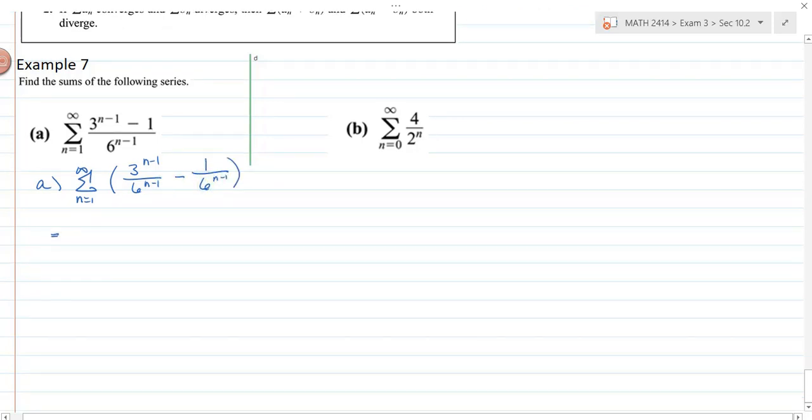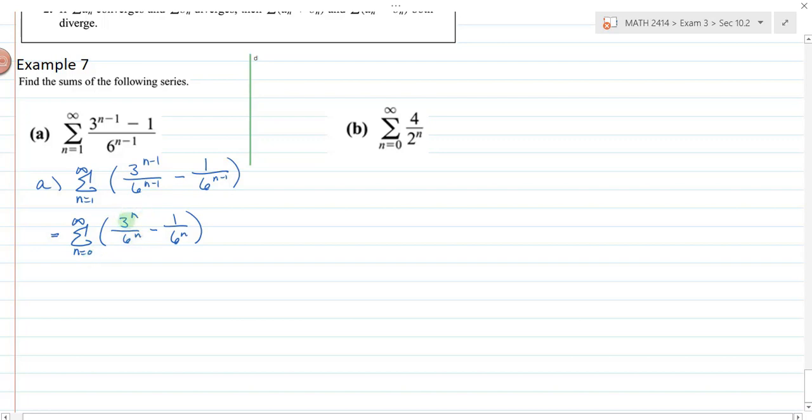If you want to get rid of that n minus 1, all you got to do is start this at 0. If n is equal to 1, 1 minus 1 is 0. So if I change my starting point from 1 to 0, I could rewrite this as 3 to the n divided by 6 to the n, minus 1 over 6 to the n. I'm choosing to do that just because it's easier on the eyes. It's easier to look at if we don't have that difference in the exponent. Remember, I said series representation is not unique, so I can rewrite this by changing the lower bound.